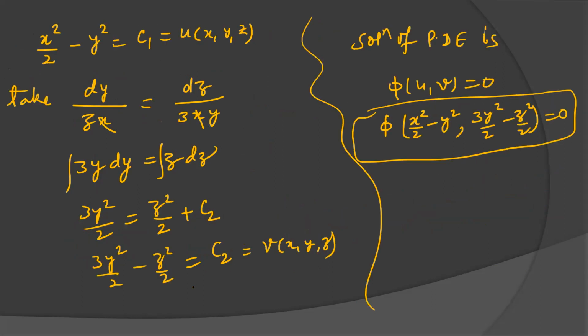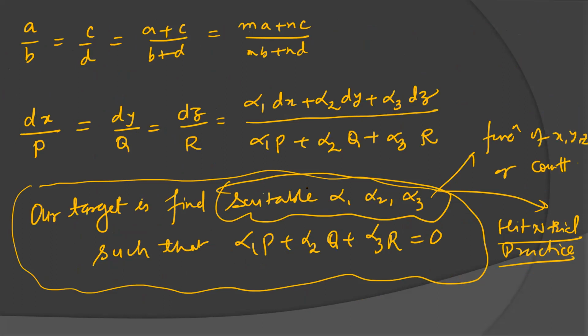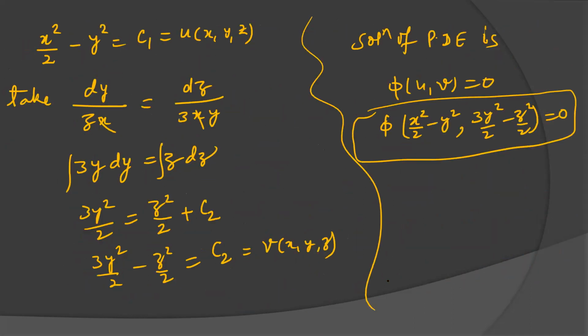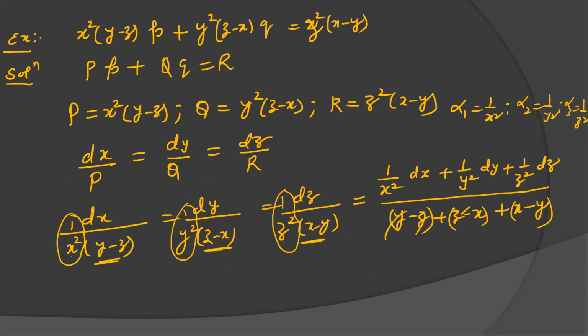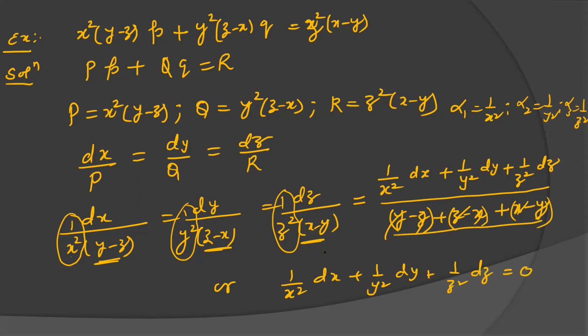Now if you use this method, alpha 1 dx plus alpha 2 dy plus alpha 3 dz over alpha 1 p plus alpha 2 q plus alpha 3 r, you will get this expression and the denominator is going to be 0. Now you can make this expression equal to any of the factors, because the denominator is 0, so the right hand side is going to be 0 only. So you are free to take with any of them, or you can say that 1 over x square dx plus 1 over y square dy plus 1 over z square dz equal to 0, because the denominator is 0 and it will go to the left hand side and the entire expression becomes 0.